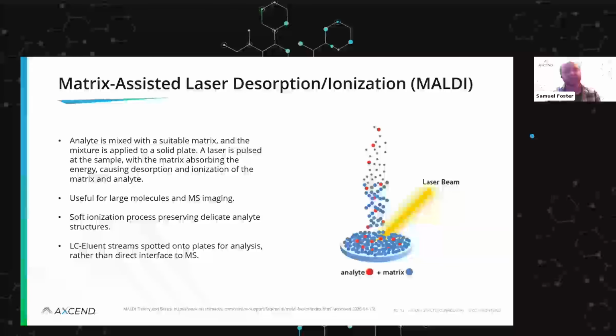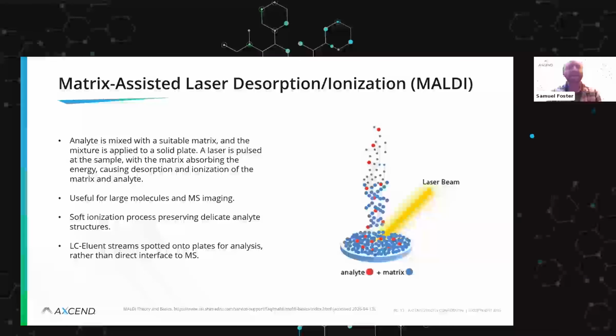The next one is matrix-assisted laser desorption ionization, or MALDI. This is a method by which you can actually take some analyte, place it onto a solid surface, and hit it with a laser beam. And this laser beam will excite the matrix. It will send off sort of a plume of hot gas, an ionized gas. And as that matrix evaporates and dissolves, you get left with an ionized bit of your analyte. Now, this is really useful for large molecules. It's typically a soft ionization technique, so it doesn't damage your sample as much.